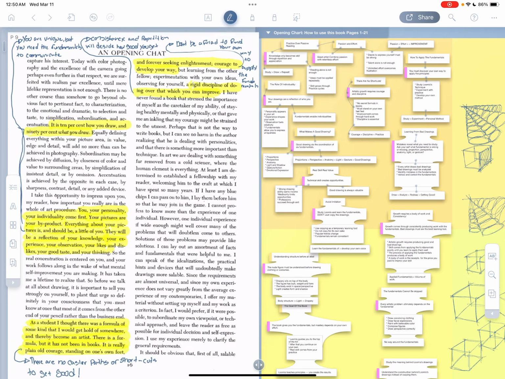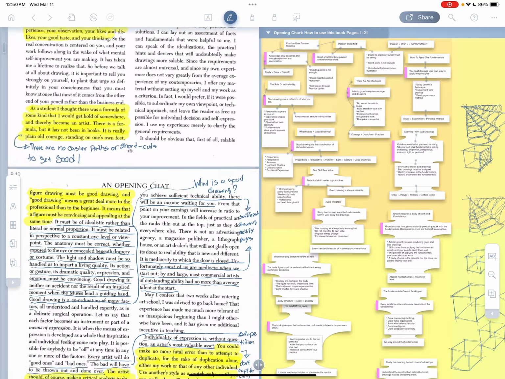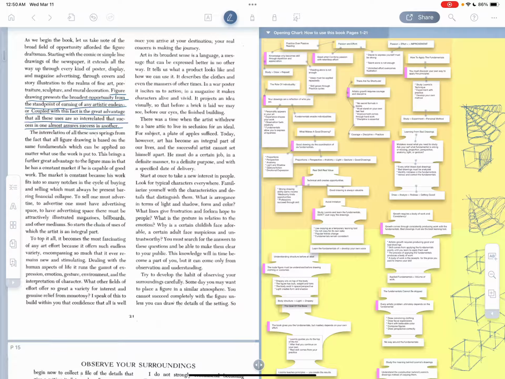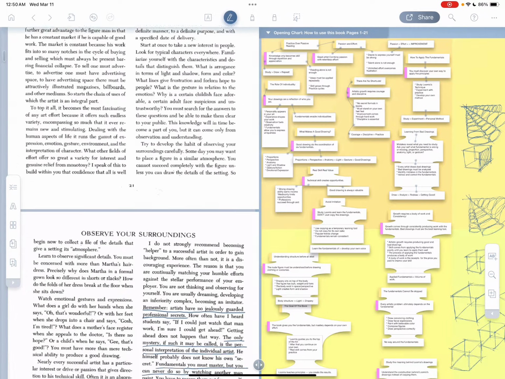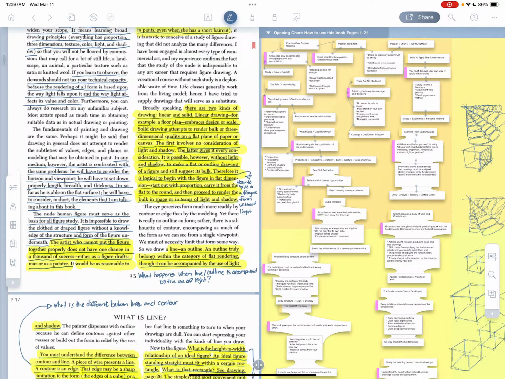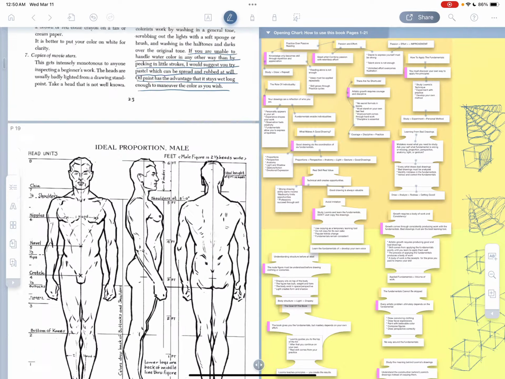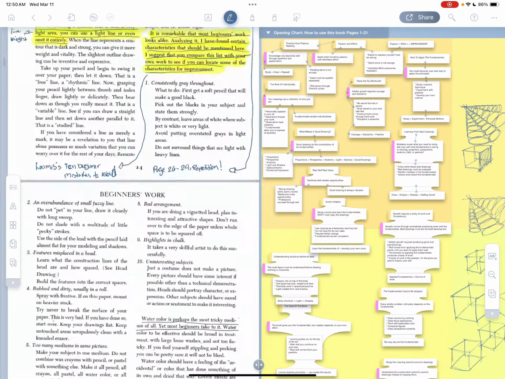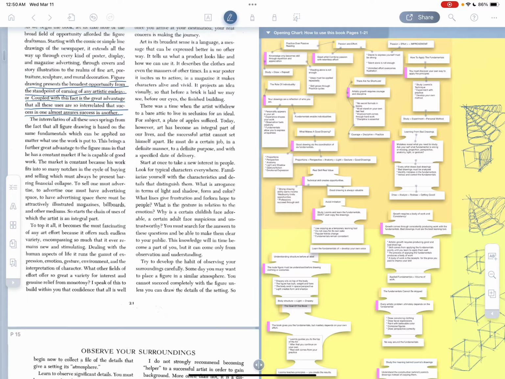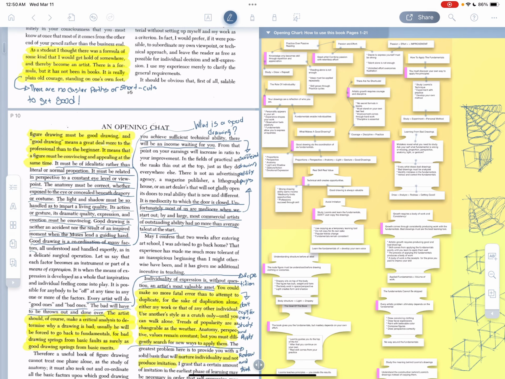This is just page 1 through 17, which is all I'm going to cover in this video. I think I went all the way to page 26. And after page 26, you start drawing proportions. So I'm very excited about that. But for now, let's focus on this.